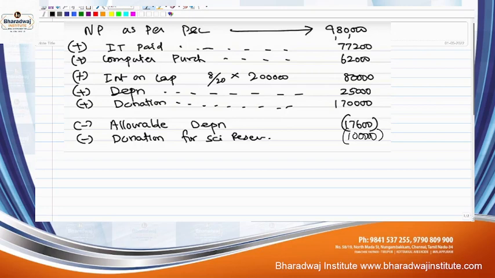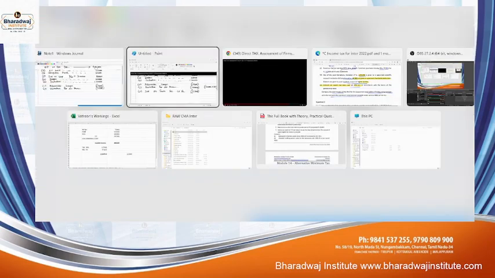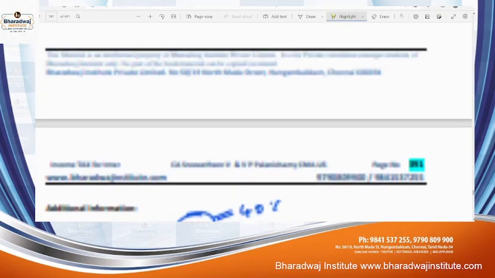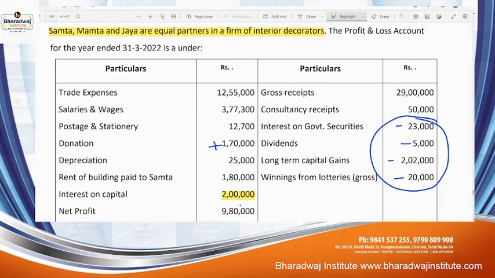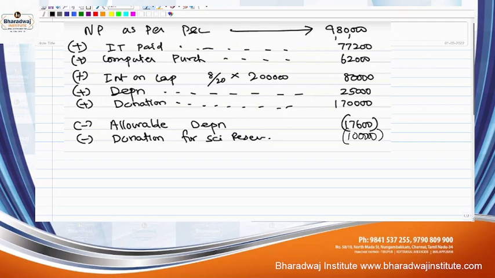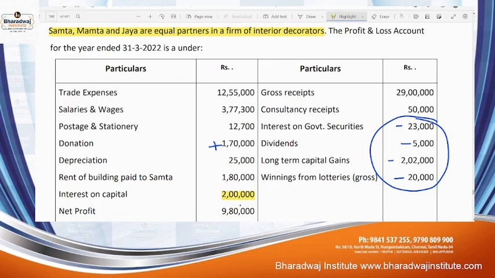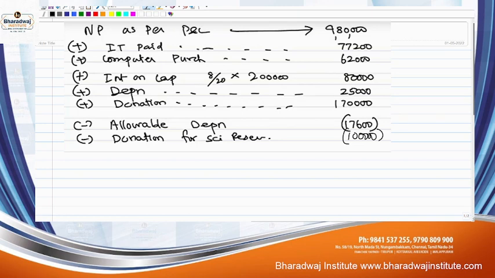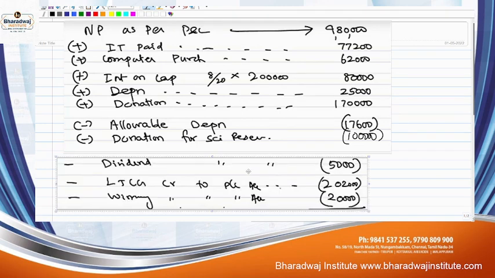Allowable expenses. Then come to the credit side of the P&L account. Eliminate interest, dividend, long-term capital gains and what? Winnings from lotteries. All those belong to what? Income from other sources. Eliminate income from other sources. In the P&L account we take only gross income. Eliminate them.